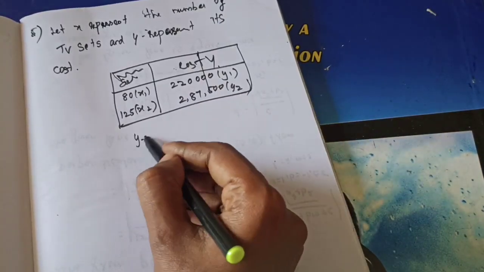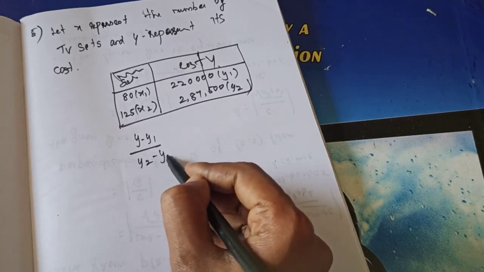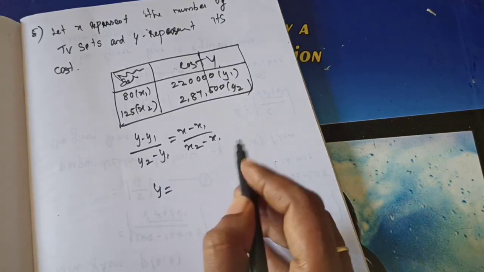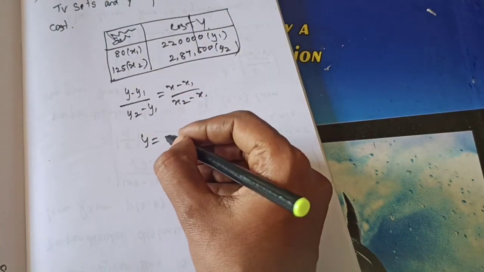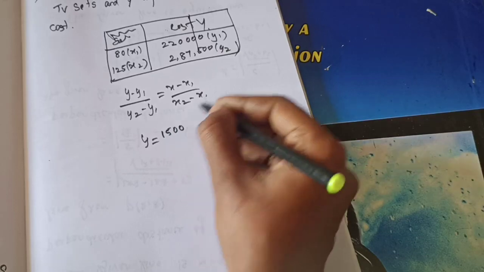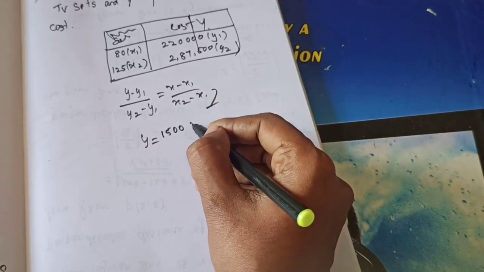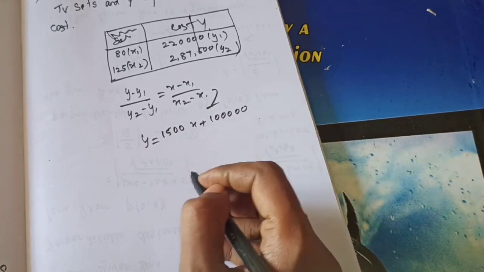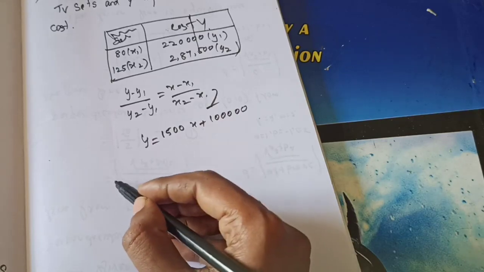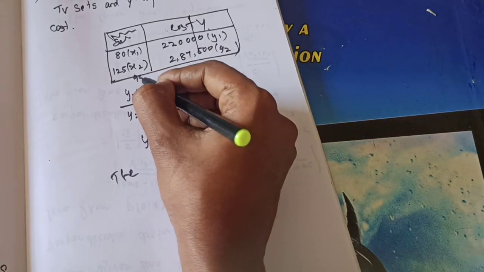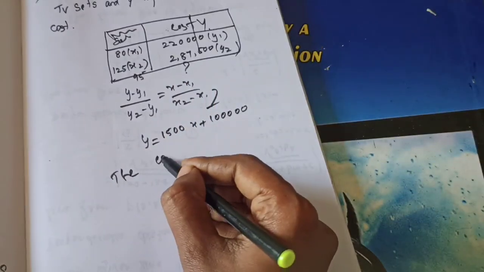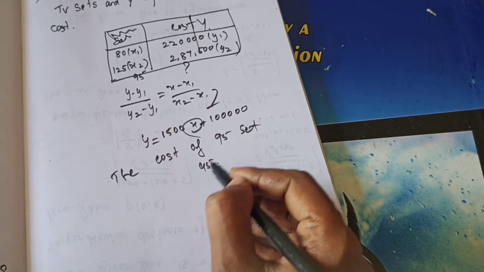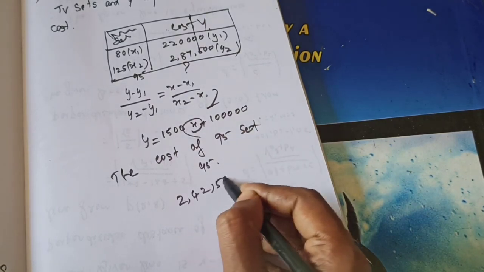So what did you do? You use the formula (y minus y1) divided by (y2 minus y1) is equal to (x minus x1) divided by (x2 minus x1). From that you will get the linear equation. If you find it correctly, you will get the answer like this. After completing, check the answer. Then you need to find the cost of 95 sets. In place of x, you substitute 95. You will get the answer as 2,42,500.